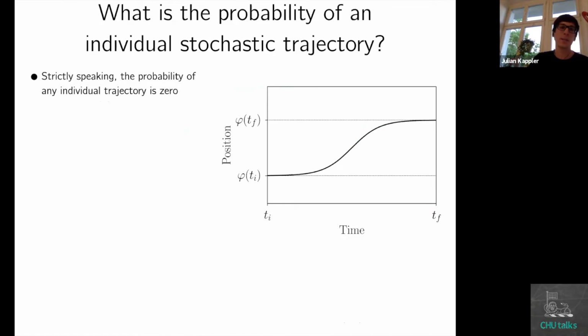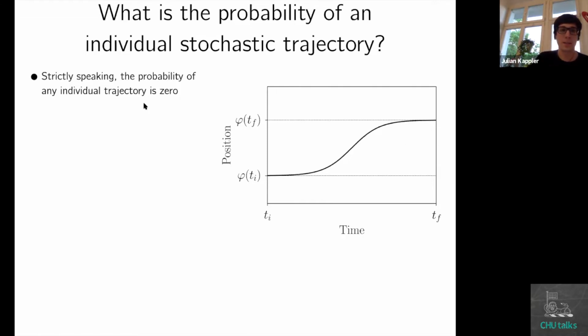And one fundamental question you can have is, of course, what is the probability of an individual trajectory? Say you start at some time here, at some position phi at initial time, and you want to end up at a different position, and you think of this path. You can ask, what is the probability that my stochastic trajectory takes this path? It's similar to asking, when you have a Gaussian distribution, what is the probability that I draw a half from the Gaussian distribution?